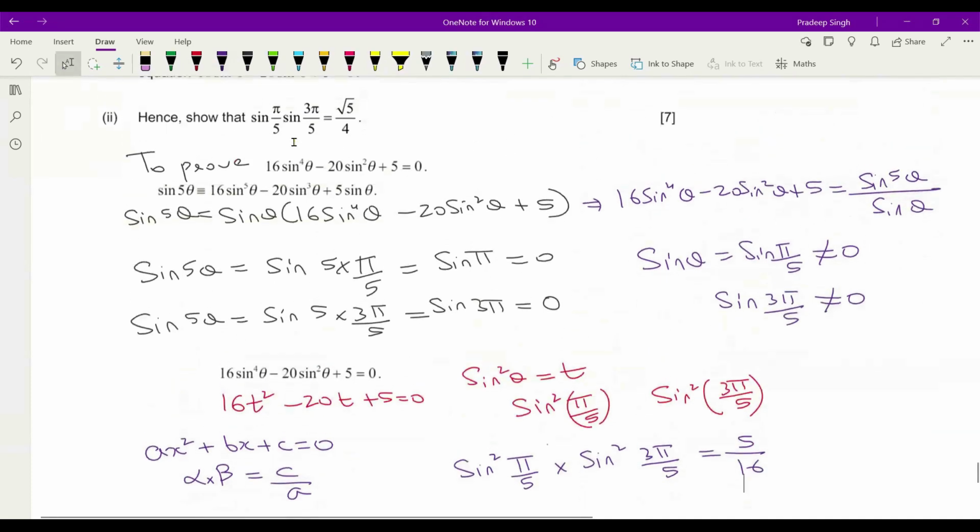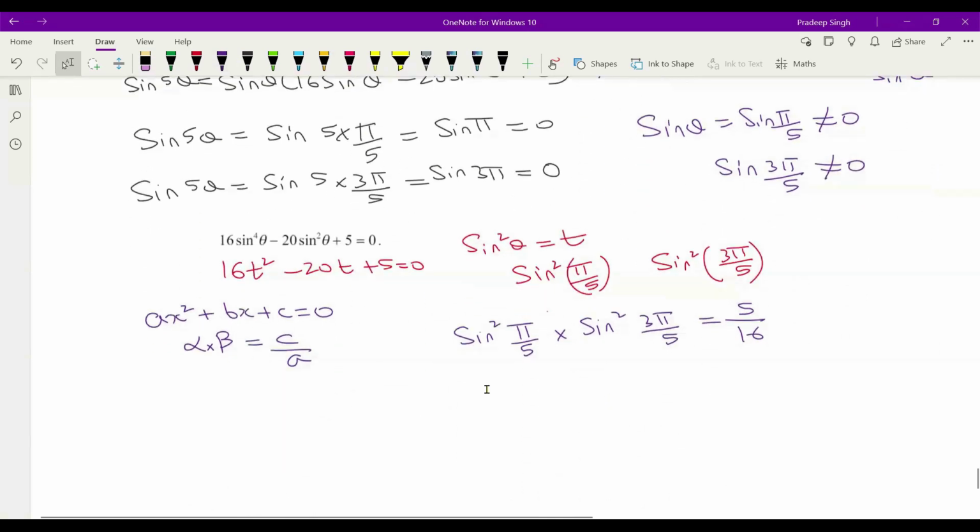Now, in the C2 part, we were supposed to find the product of sine pi by 5 and sine 3 pi by 5. So it doesn't have a square in it. So what we will do is take the square root on both sides of this expression. Before we do that, sine square pi by 5, we can write as sine pi by 5 whole squared, multiplied by the second term, sine 3 pi by 5 whole squared. That will be equal to 5 upon 16.